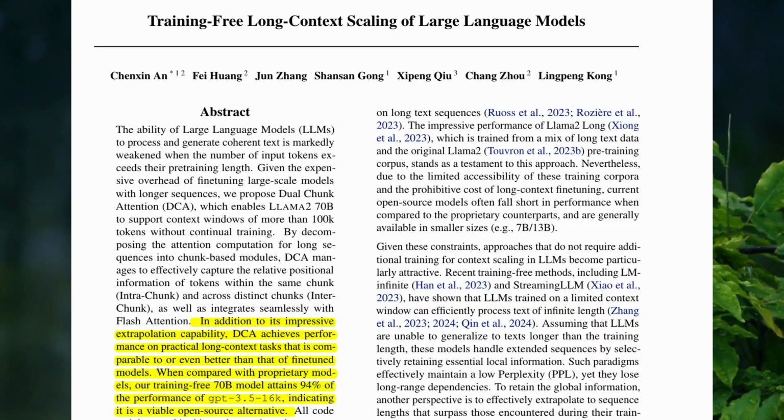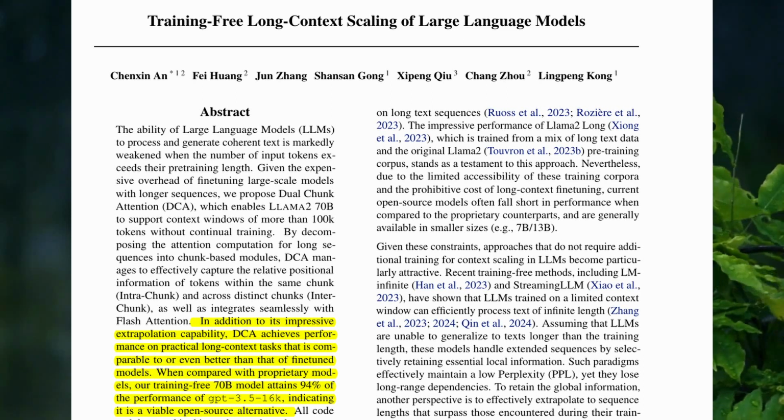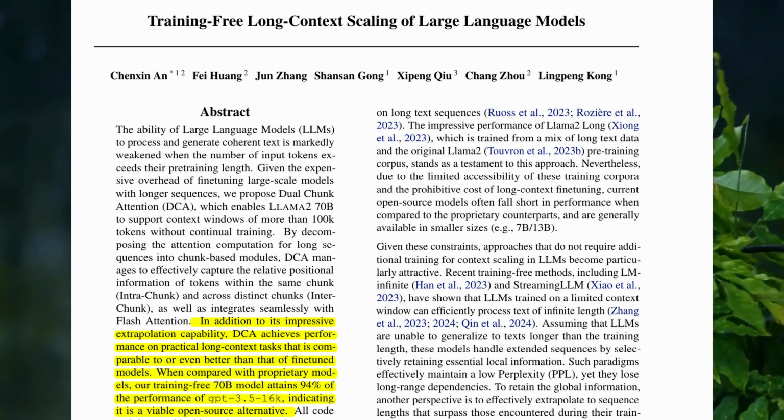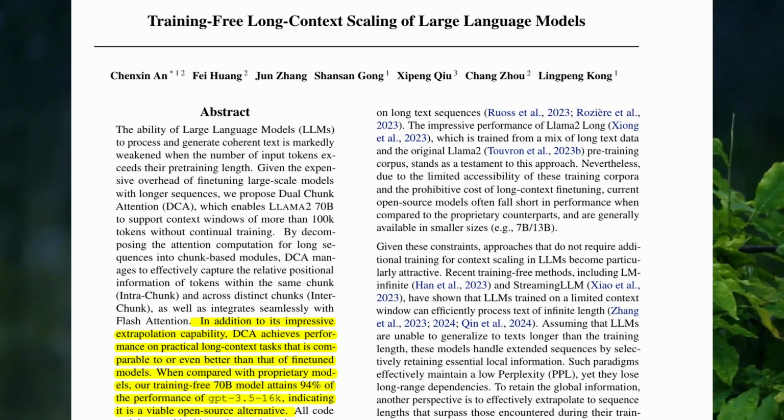Dual Chunk Attention, or DCA, enabling Llama 2 70B to support context windows of more than 100K tokens without continual training. Great paper, Training-Free Long Context Scaling of Large Language Models.